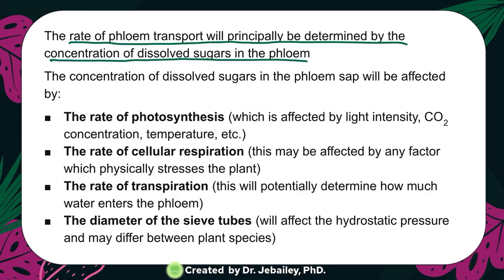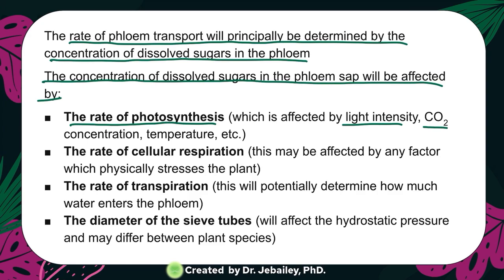The rate of phloem flow will principally be determined by the concentration of the sugars in the phloem. Of course, it all depends on how much sugar is in the phloem, okay? Because if you don't have enough sugar in there, you cannot move it. Now, the concentration of the sugars in phloem sap will be affected by what? The rate of photosynthesis. So if you have more photosynthesis, that means you're going to produce more sugar. But what makes photosynthesis go faster? More light intensity, more CO2, and depending on the temperature, it can increase in the beginning.